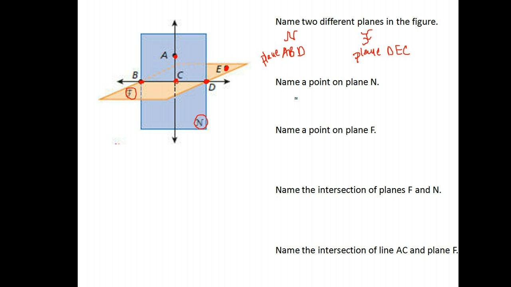Okay. Let's name a point on plane N. Name any point on plane N. It's the blue plane here, so anything that passes through, you can name any of those points. D, C, B, and A. Any of those would work.